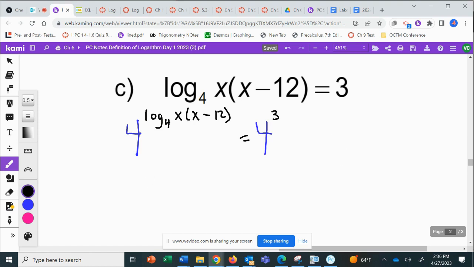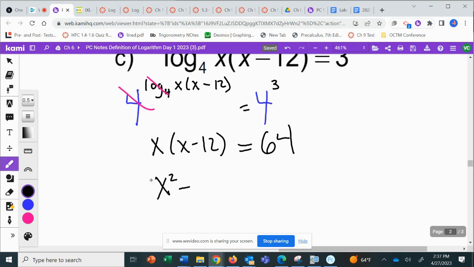Before I move on, what is it called when I do big 4 to both sides? It's called exponentiating. That's what I'm doing. So that will cancel out the 4 to the log base 4, and we have left over x times x minus 12 equals, and that is 64. Now what should we do? Distribute. x squared minus 12x equals 64.